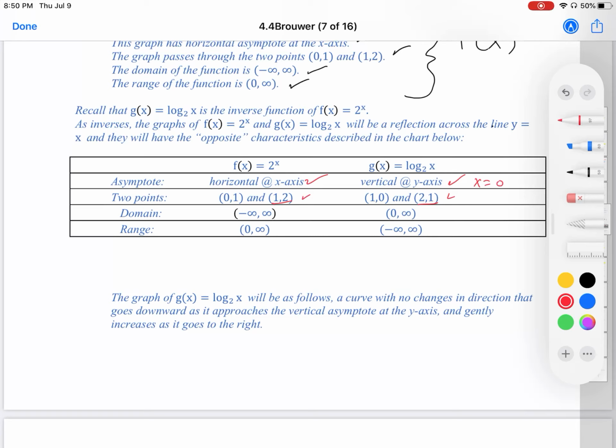Our domain and range will switch. So what used to be our domain is now the range, and what used to be our range is now our domain.